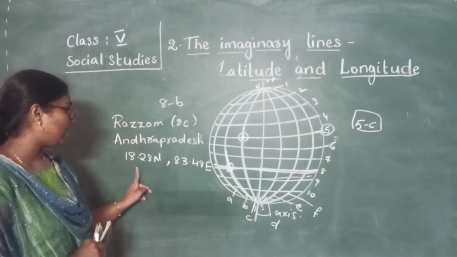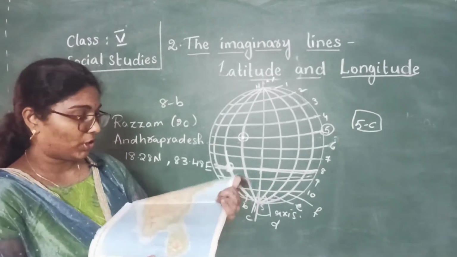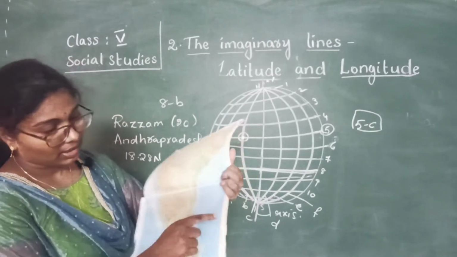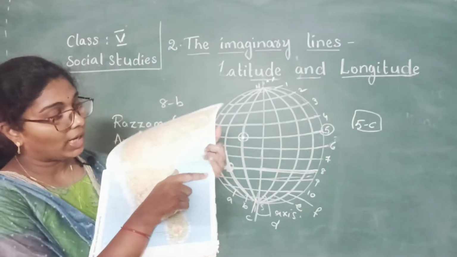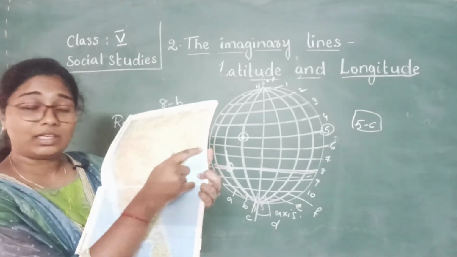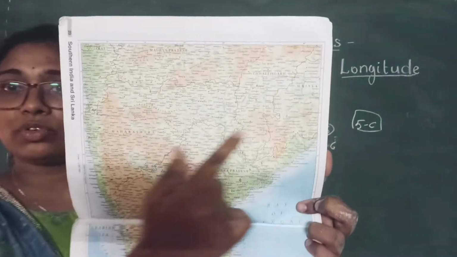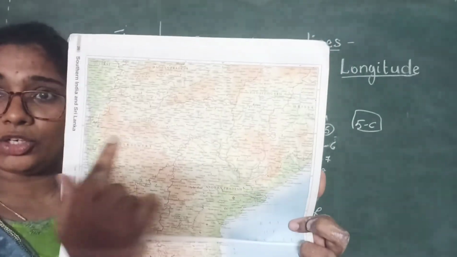What is this latitude? 18.28 north. Let's find this 18.28 north latitude. Here you can see 10, 12, 14, 16 and here 18. So it will be around this place. Right, you have to find it on this latitude.